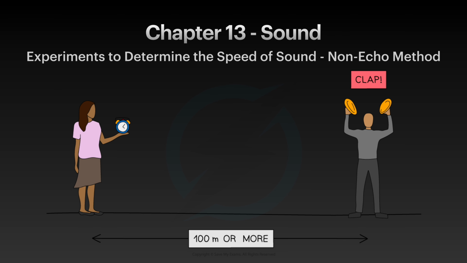When person A fires the pistol, B starts the stopwatch as he sees the flash. Note that we assume the flash can be seen instantaneously. After a short time, B stops the stopwatch when they hear the sound. Record the time t. Then calculate the speed of the sound using V equals S over t, where V is the speed, S is the distance, and t is the time taken.